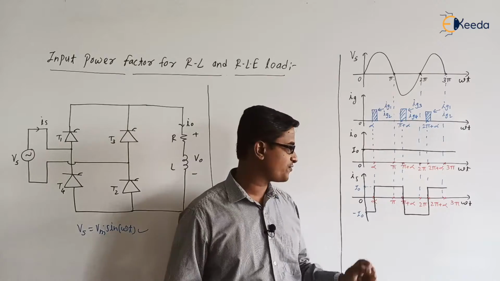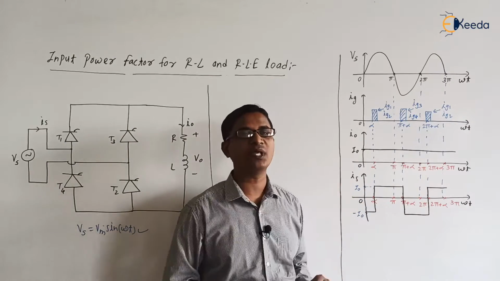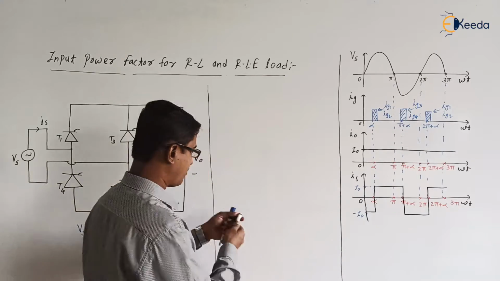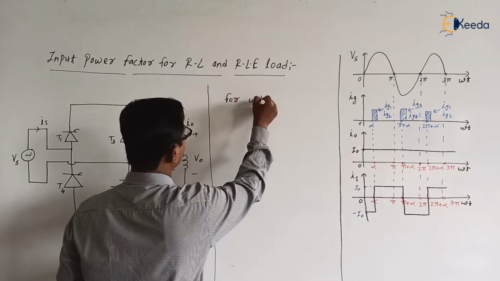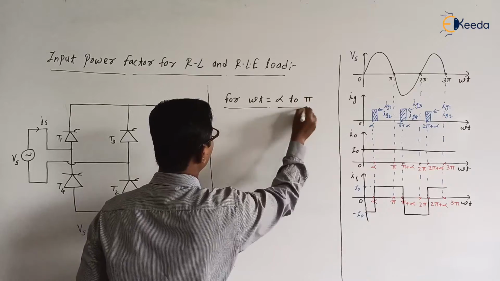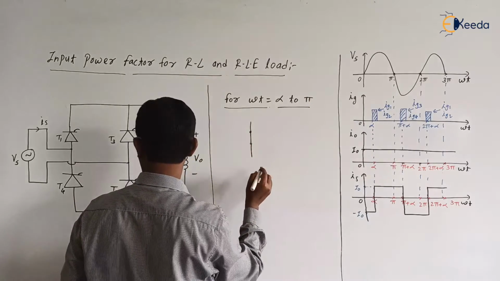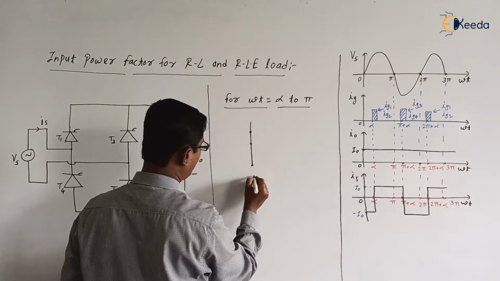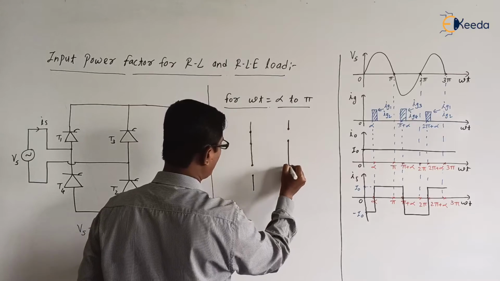So now let us first discuss how to draw the waveform of Is. If you check, for omega t equal to alpha to pi, we know thyristors T1 and T2 will be in the on state.